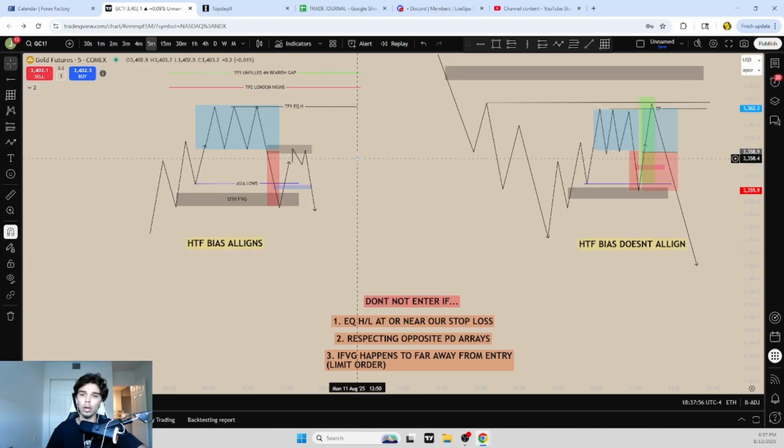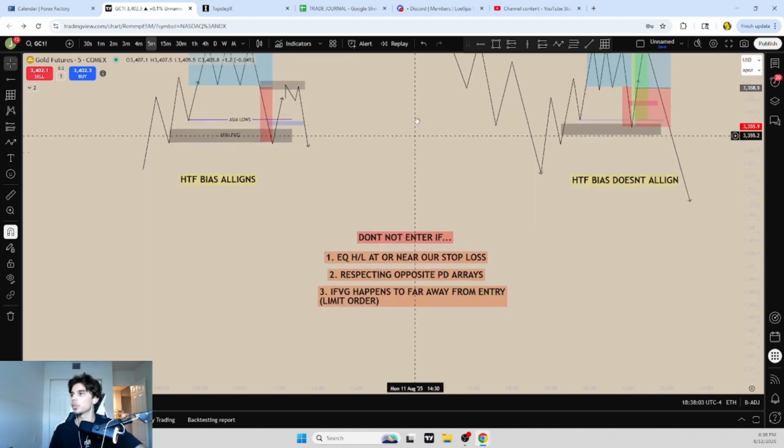So if we're going long, we don't want to enter if we're respecting bearish PD arrays, and if we're going short, we don't want to enter if we're respecting bullish PD arrays, right? So on and so forth.